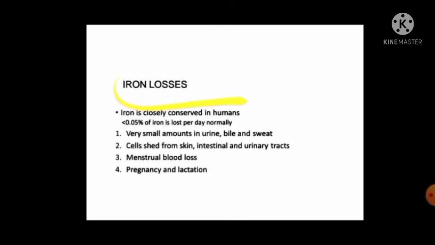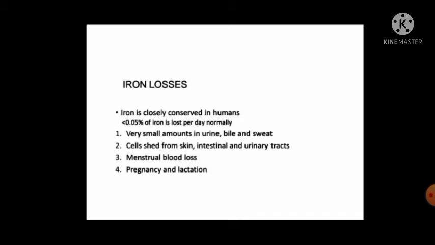Iron losses. Iron is closely conserved in a human. Less than 0.05% of iron is lost per day normally. A very small amount is lost in urine, bile, and sweat. Our urine also contains iron. Our bile, secreted by the liver, also contains iron. Our sweat also contains iron. Cells are shed from skin and intestinal and urinary tracts.